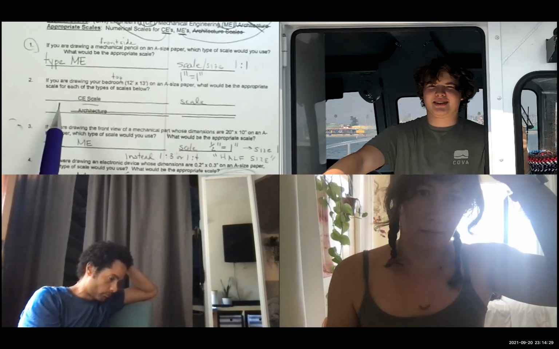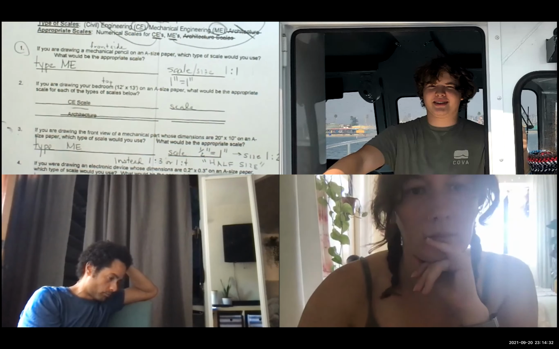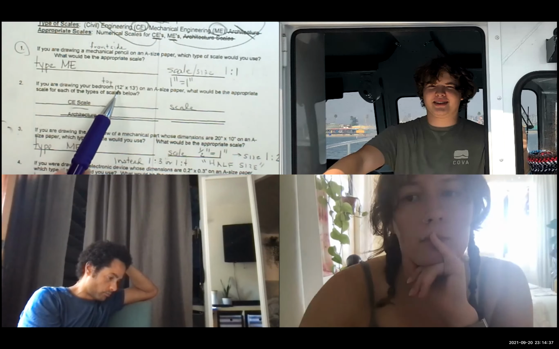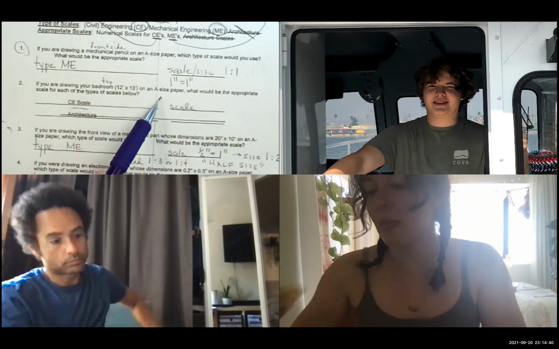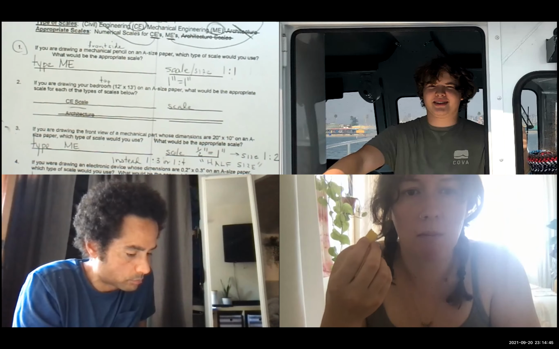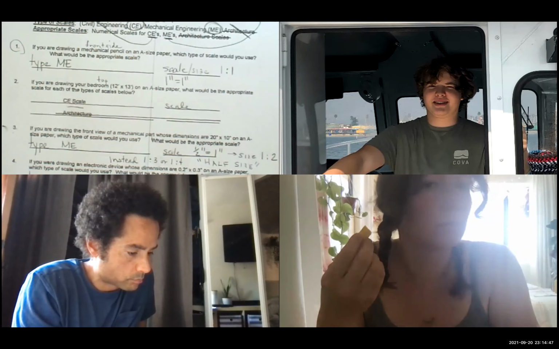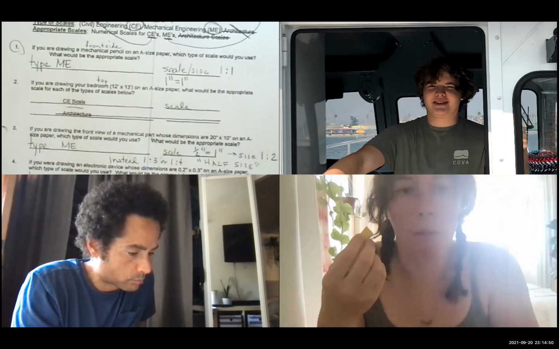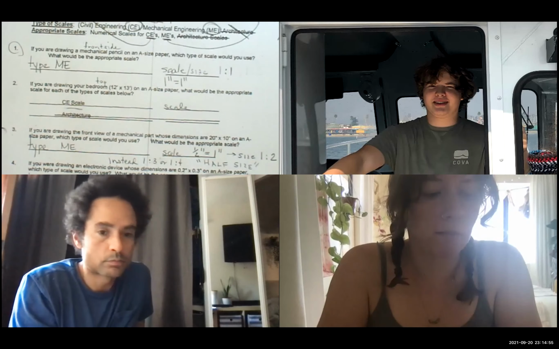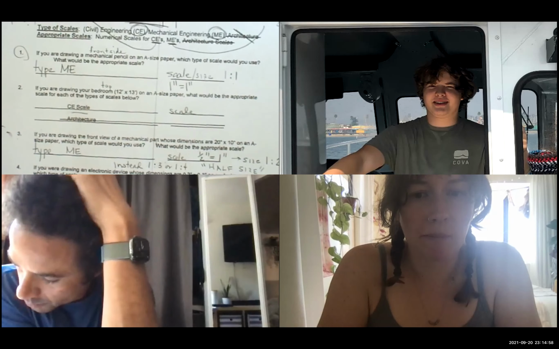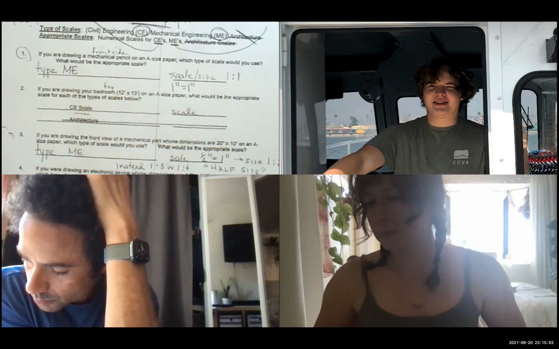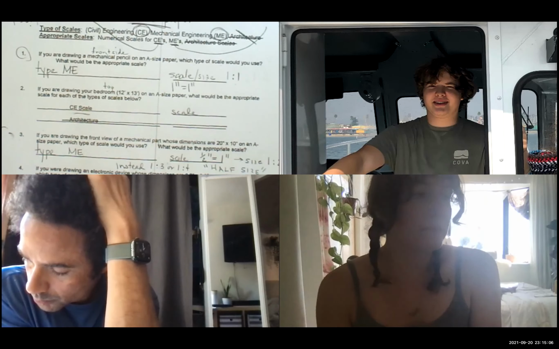So let's go to the civil engineering scale now. If you are drawing your bedroom, it's 12 feet by 13 feet on A size paper. What would be an appropriate scale? What did you choose? See, I don't really know because I chose 1 inch representing 6 feet, or 1 inch equal to 6 feet, but that doesn't really make it neat for the 13 feet, only the 12. So I was kind of lost on this one.